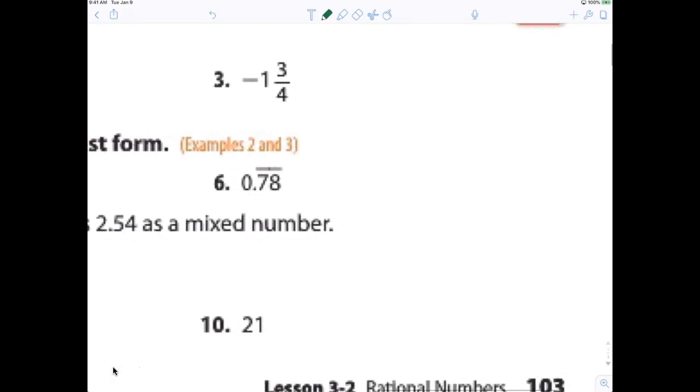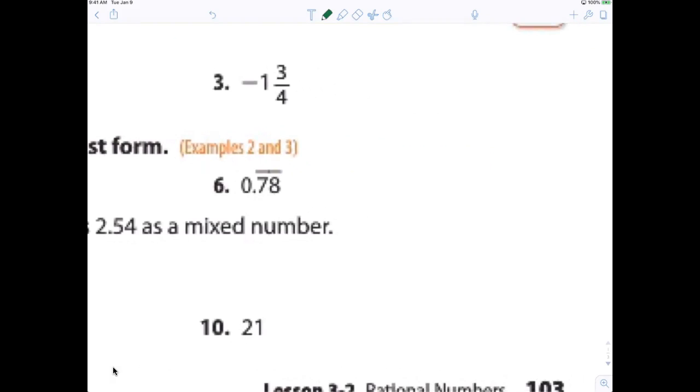So Tucker, write that. That would be what? Yes, negative 7 over 4. 4 times 1 plus 3, 7 over 4. It's not 4 times negative 1. This is just saying the number itself is negative. So the fraction must be negative.